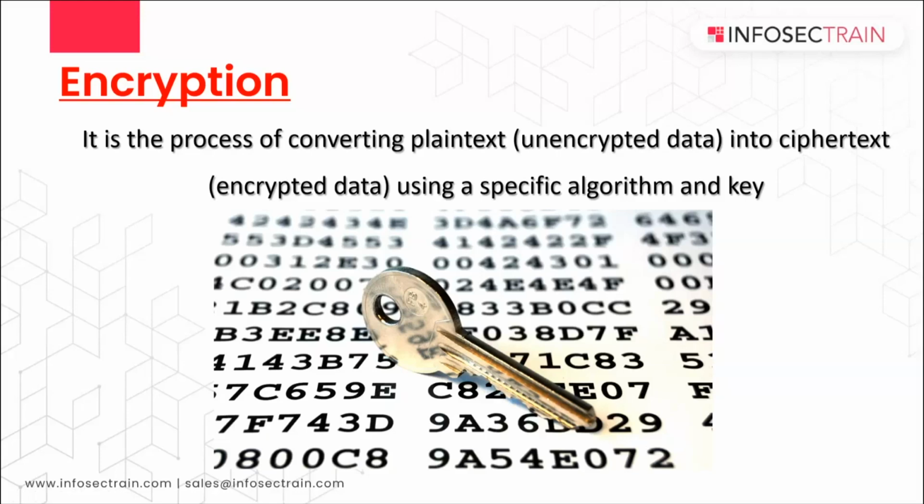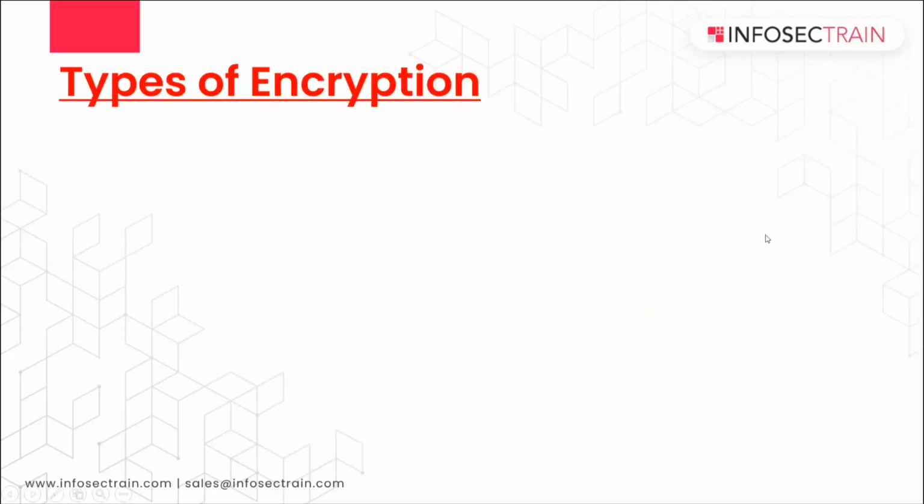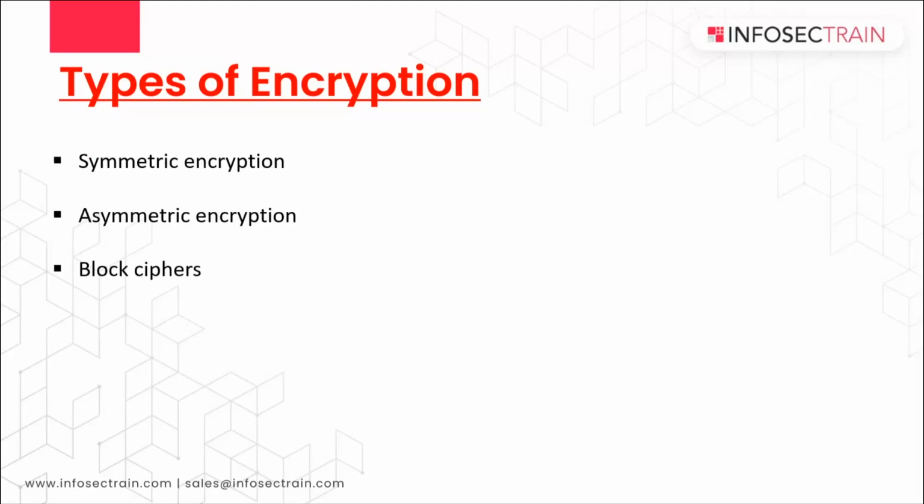Got it? So what are the different types of encryption? The first one is symmetric encryption. If the key is the same for both encryption and decryption, it is symmetric encryption. What about asymmetric encryption? If the key is different for encryption and decryption, that is asymmetric encryption. What about block cipher?